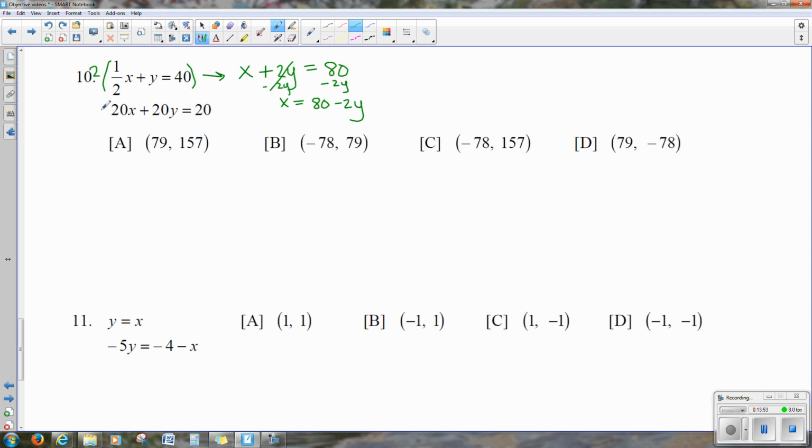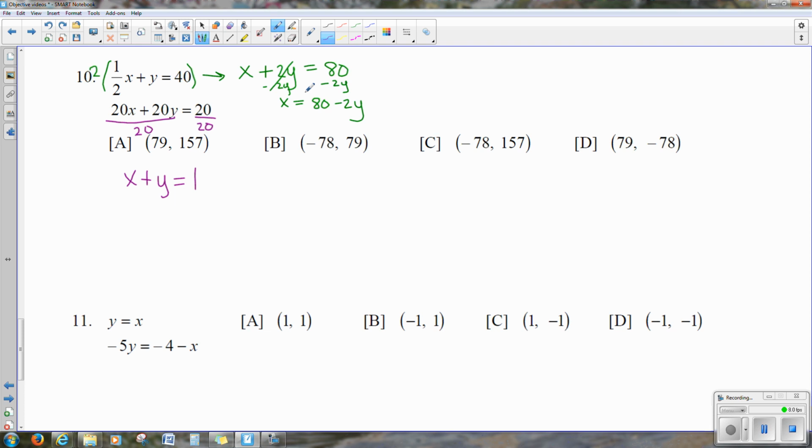Okay. Another thing that we might want to notice with this particular example is that all of the numbers in this equation are divisible by 20. 20x plus 20y equals 20, which really means that 1x plus 1y equals 1. Well, that's a lot easier to deal with than that equation. So now I have two equations, x equals 80 minus 2y, and x plus y equals 1.